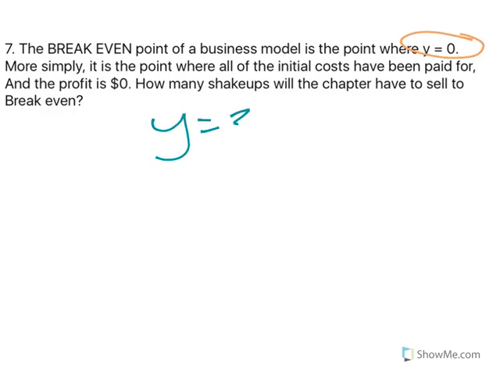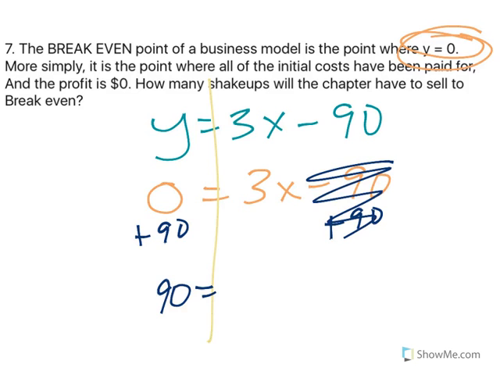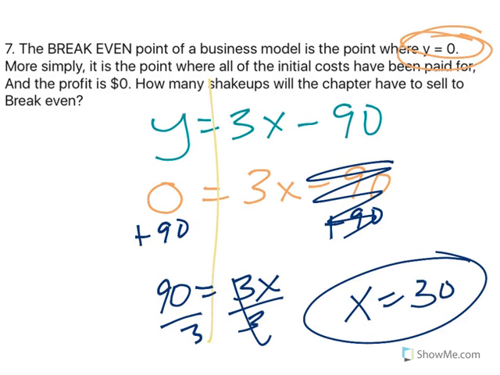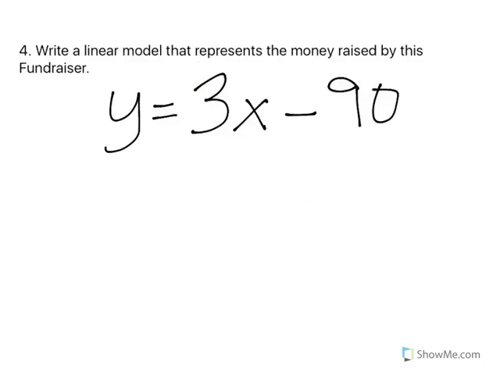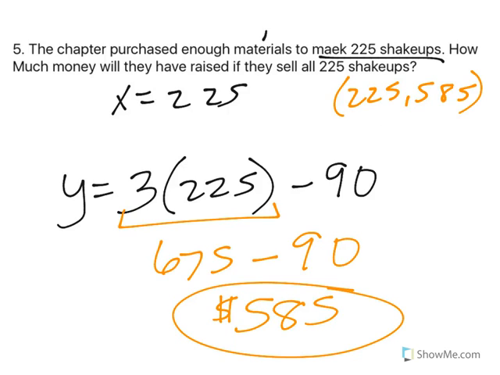So if I have my formula, 3x minus 90, the break-even point is where Y equals 0, where I have no profit but I have no loss. I'm just breaking even. So I add 90 to both sides to isolate the variable. So 90 equals 3x, divide both sides by 3, x equals 30. They have to sell at least 30 shake-ups to break even on this fundraiser. And if you look back at our graph, 30, 0, hey, that's pretty good because here's the 0 line. I graphed that pretty well without even trying. So you can see that 30 is the break-even point. And that is the end of that video.